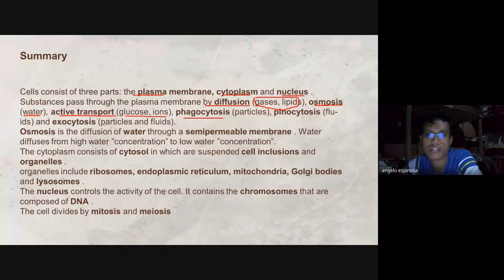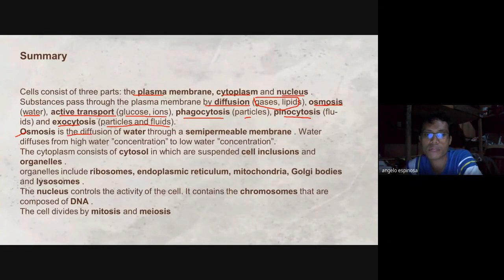And we have phagocytosis, or shall we say the cell eating. It eats foreign particles. Pinocytosis is the fluids, or the cell drinking. And exocytosis is the particles and fluids being expelled, or the cell vomiting.